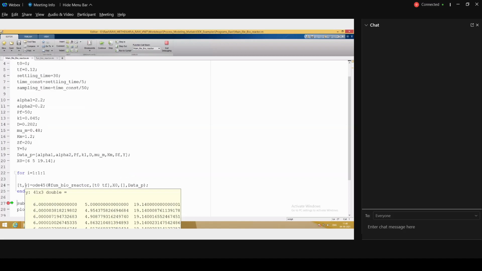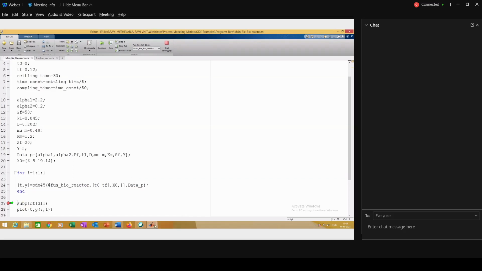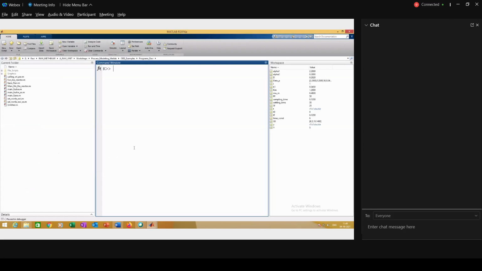Now here is the point. The first value of these y's is equivalent to t is equal to 0, the first value in t, and the last value of this y is equivalent to the last value of t. So let's check what is t1. T1 is 0. What is y? We need 1 and all the columns. These are the values 6, 5, 95, where we started.